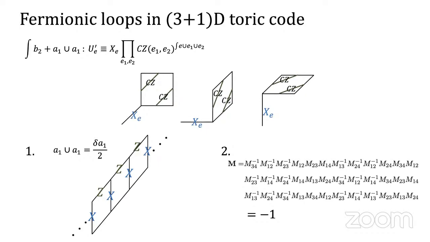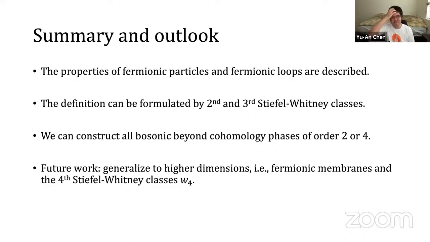Okay, so let's summarize my talk today. First, we define the property of the fermion particle and fermion loop. And then we give the formal definition by the second and third Stiefel-Whitney classes to justify the fermionic property of particle and loop.